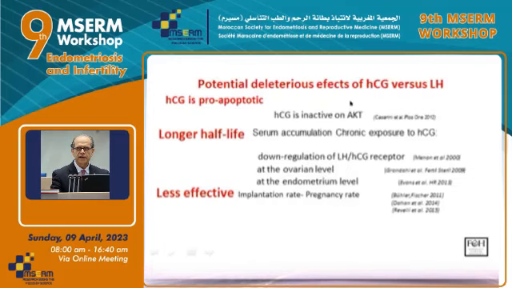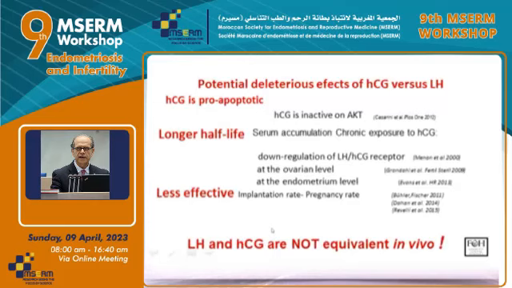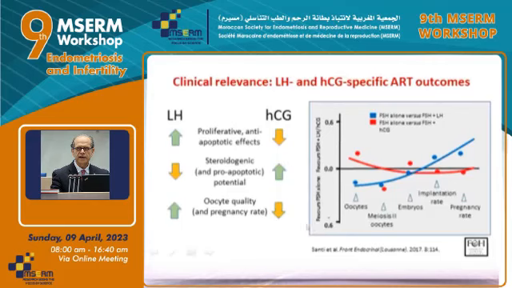And there are also potential deleterious effects of HCG versus LH. We know that HCG has a longer half-life than LH, 3 to 4 times longer, so it will accumulate in the serum. And this accumulation can cause a downregulation of LH and HCG receptors, and it can happen on the ovarian level and on the endometrium level. And this can affect, of course, the development of the follicle and the oocyte and the implantation. And we also know that it is less effective in implantation and pregnancy rate according to these studies here. So LH and HCG are also not equivalent in vivo.